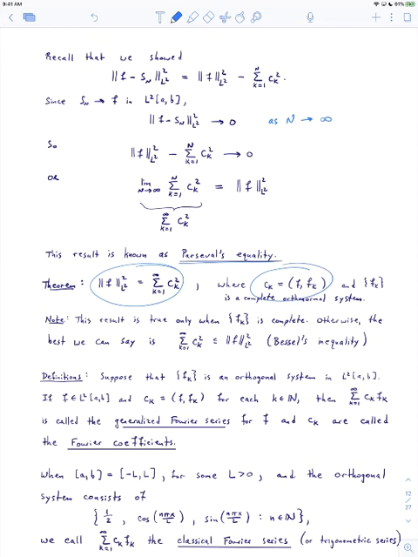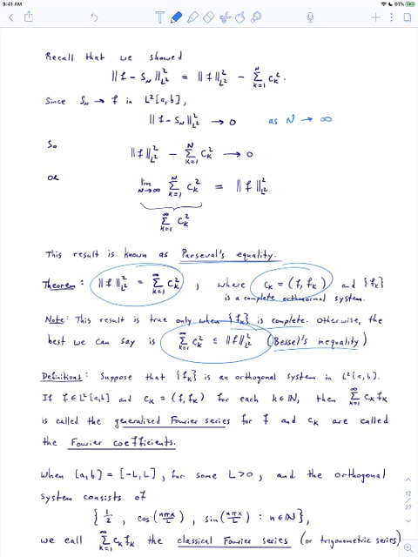So it's the inner product of f with fk, and fk is a complete orthonormal system. This result is true only when fk is complete. Otherwise, the best you can say is that the infinite sum is less than or equal to the L2 norm squared, which is what we called Bessel's inequality above.